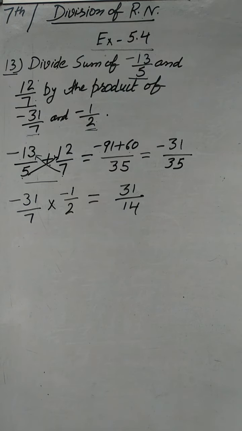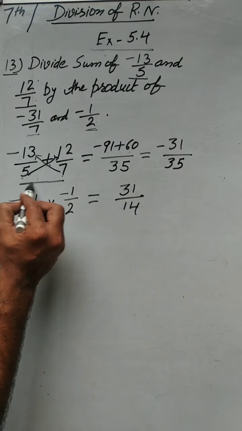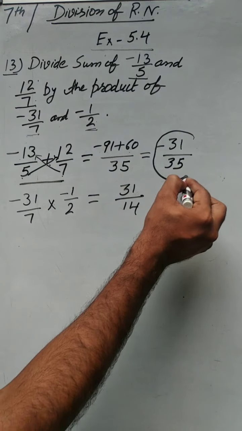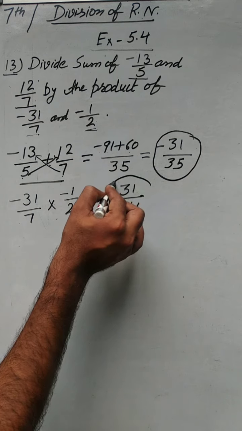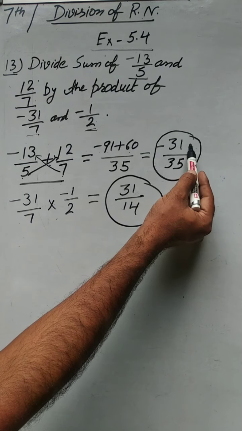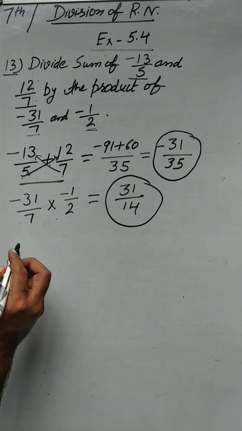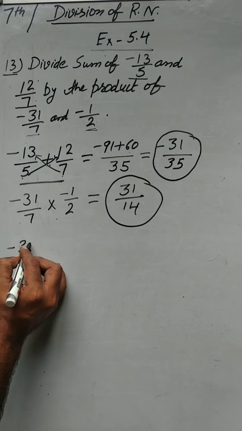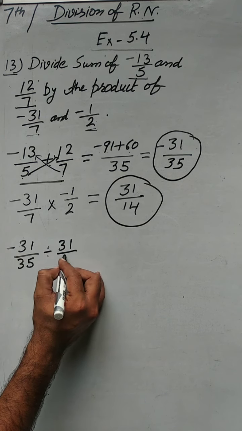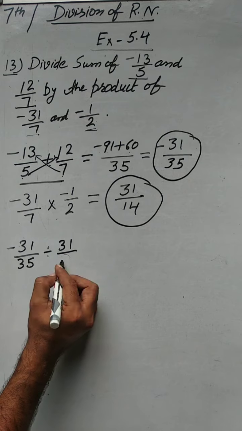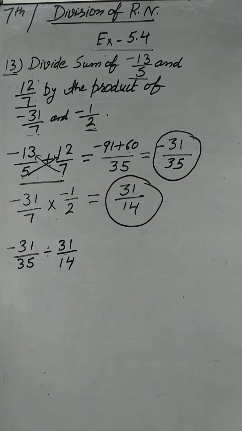14. Understood beta? Now in your question you have to divide that sum by the product of these numbers, means you have to divide minus 31 upon 35 by 31 upon 14. So beta, division of minus 31 upon 35 divided by 31 upon 14.